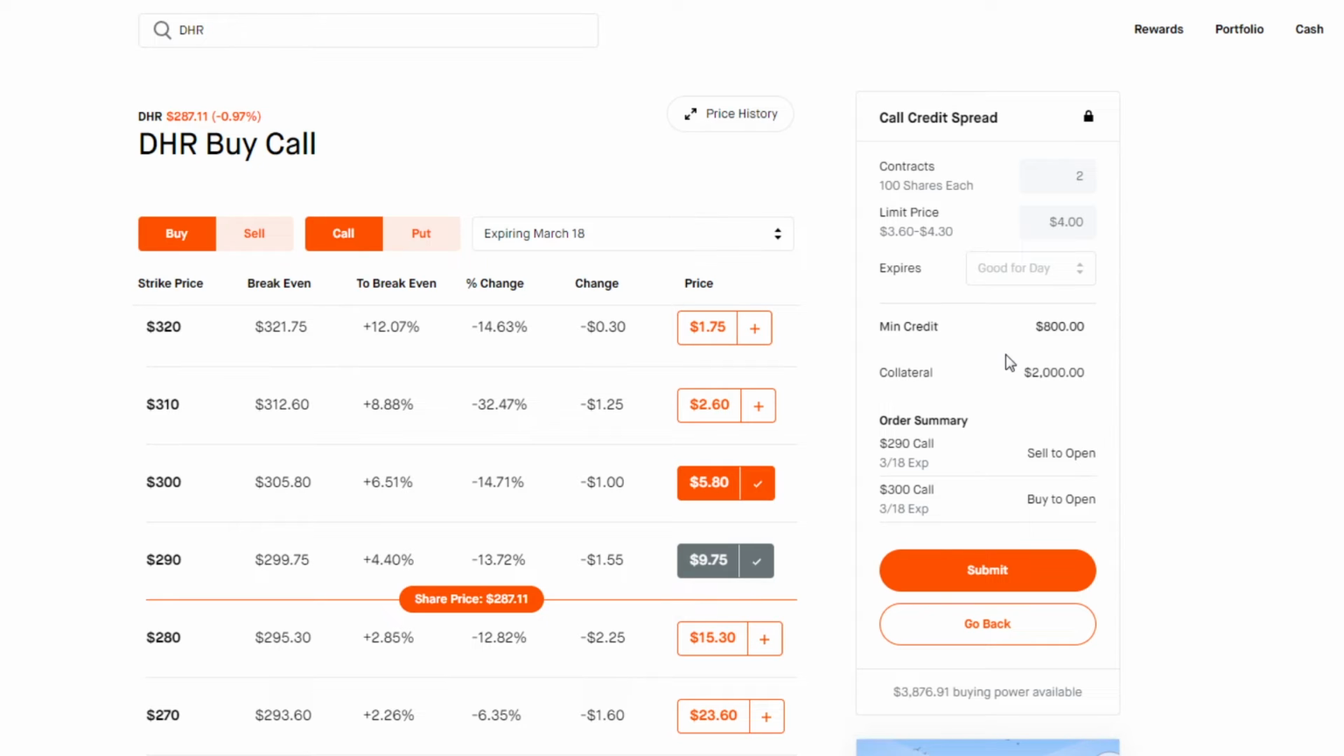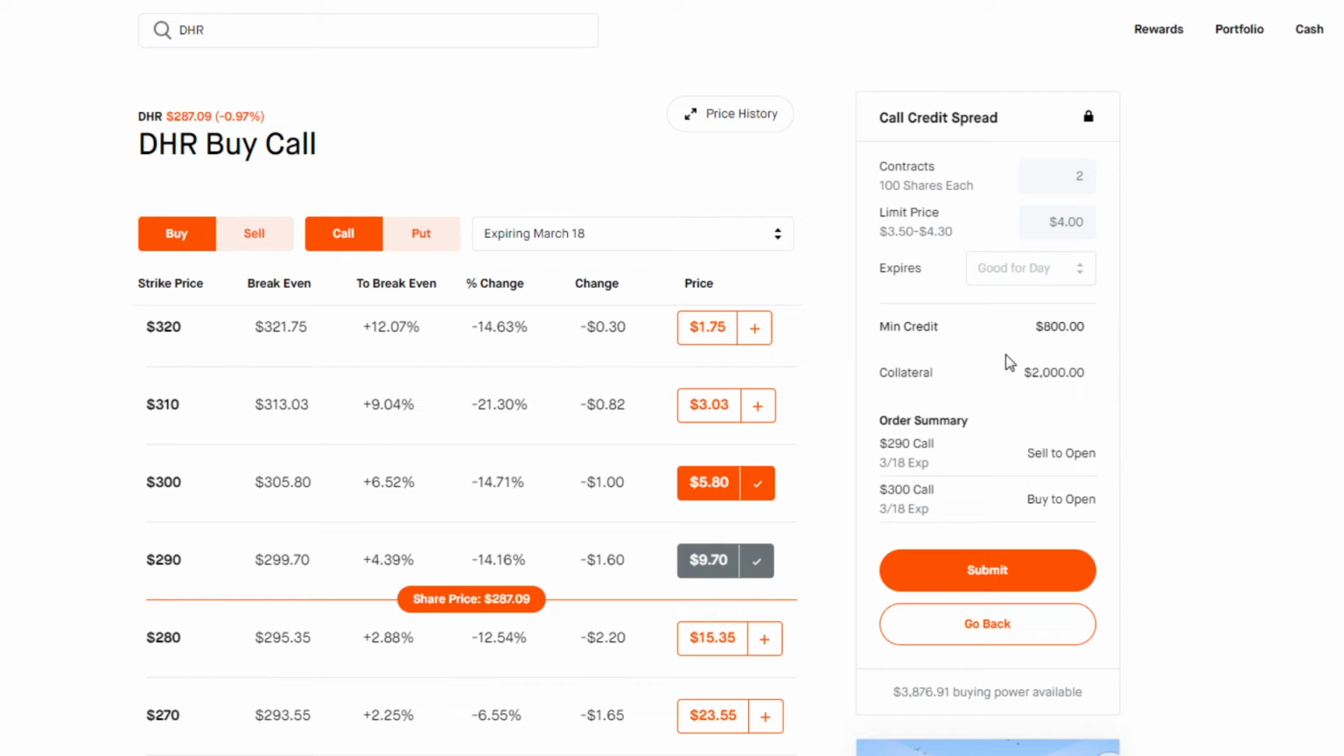Now, we're not going to lose the maximum. I'll show you, if we need to, how we can adjust this position. And if it starts going against us, we will cut our losses well before we get to the maximum. But you have to be okay. Risk management starts when you place the trade, not once you're in it. So make sure you're okay with that risk before you make the trade.